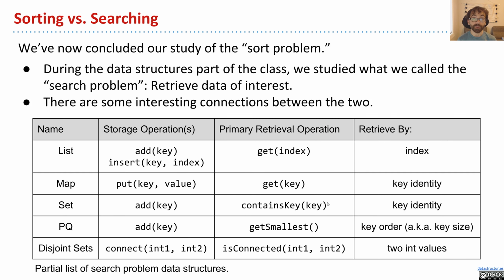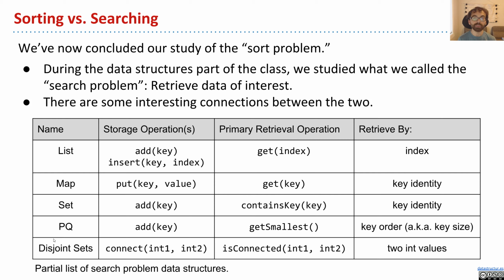Now, that we've finished sorting, I will now say that earlier, the other big problem we studied was called the search problem. So in the search problem, which we focused on in the data structures lectures, we were trying to retrieve data of interest. So for example, a list, a map, a set, a priority queue, and a disjoint sets object.